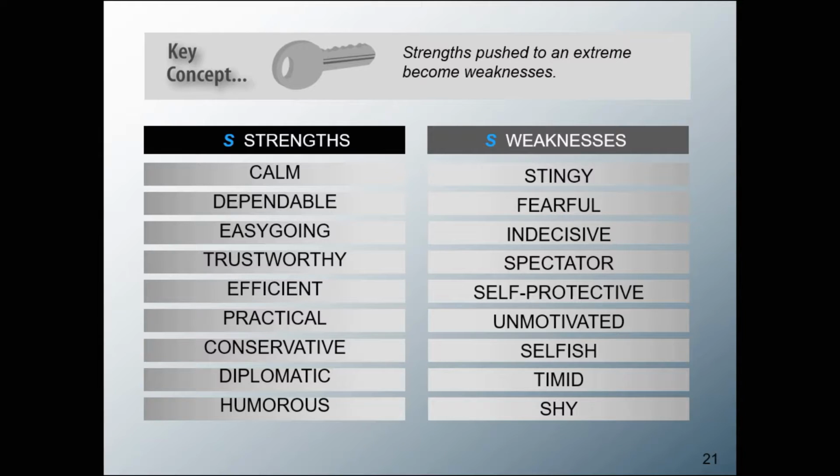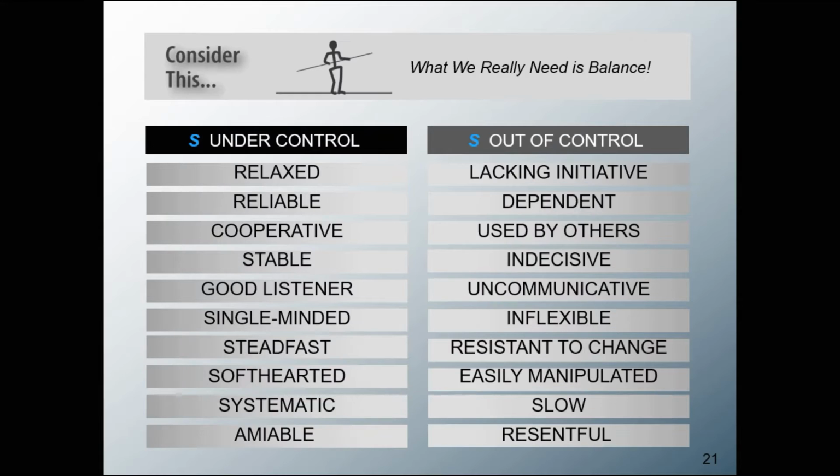If we look again at other strengths, reliable, cooperative, yes, they like to work with people, good listener, absolutely, because in fact they are people-oriented, but they're not fast in talking, so they'll listen more, so it's awesome. Steadfast, soft-hearted, systematic, so again, out of control, if it's completely at the opposite of the scale, it can be perceived as negative. So a strength pushed to an extreme can be a weakness.